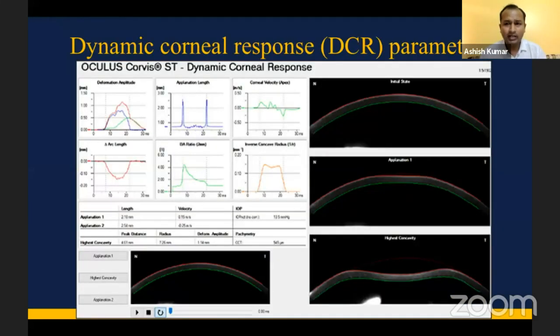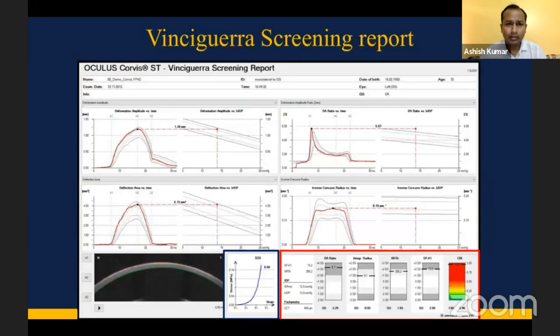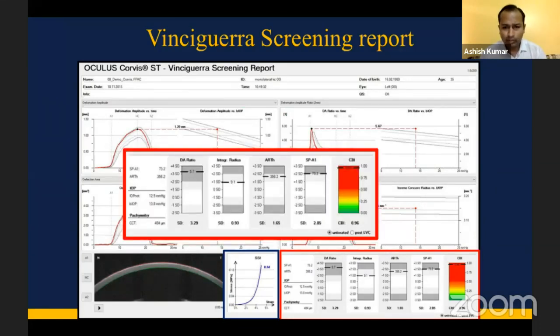This is one of the displays given by Corvis ST, and almost 16 dynamic corneal response parameters are captured, and you can see how it is displayed here. There's another report which is given by Corvis ST, and it's called Vinciguerra screening report. At the bottom right, you can see some 5 boxes which we are going to talk about.